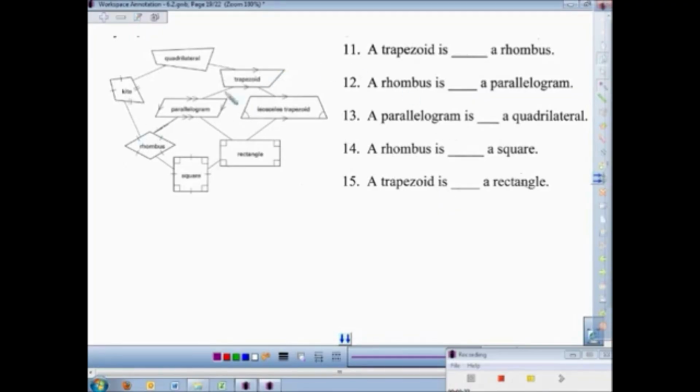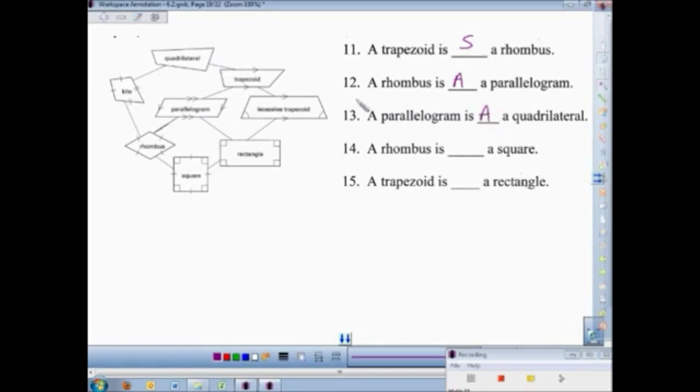Trapezoid is above rhombus. Above means sometimes. A rhombus is below a parallelogram. A rhombus will always be a parallelogram. A parallelogram will always, sometimes, or never be a quadrilateral. Parallelogram is below, so that's always.